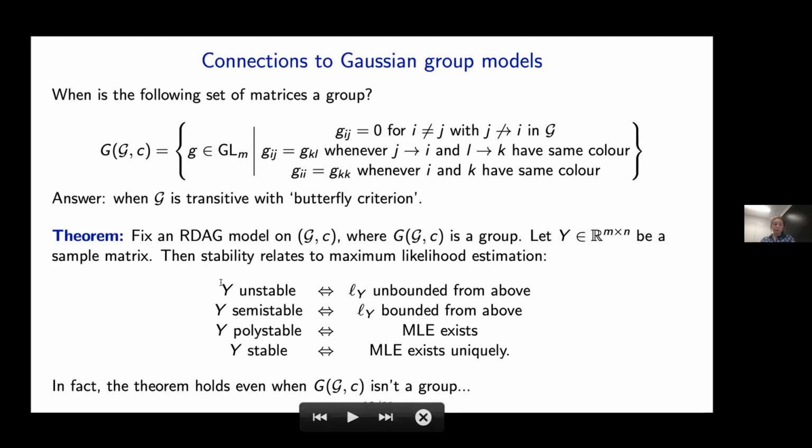So we have that the stability of our matrix Y, whether it's unstable, semi-stable, polystable, or stable, relates to these 4 notions of the likelihood function, whether it's unbounded or bounded, or whether the MLE exists, or whether it exists uniquely. Okay, and in fact, but I won't go into this more now, the theorem holds even when this set of matrices is not a group.